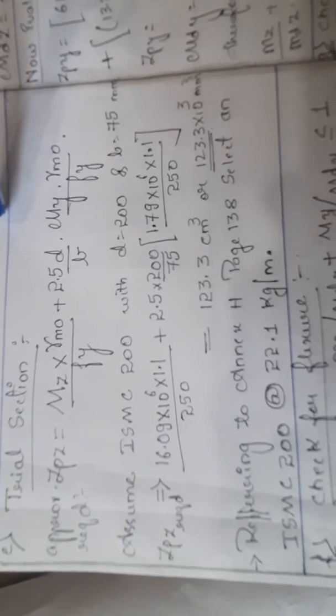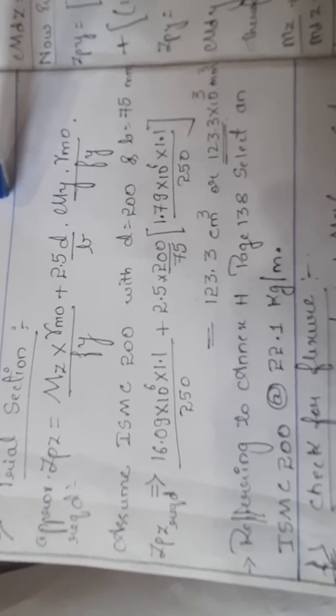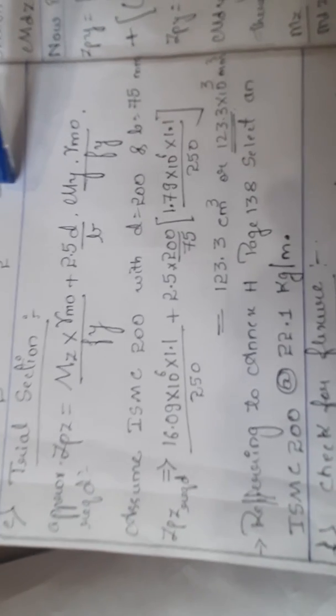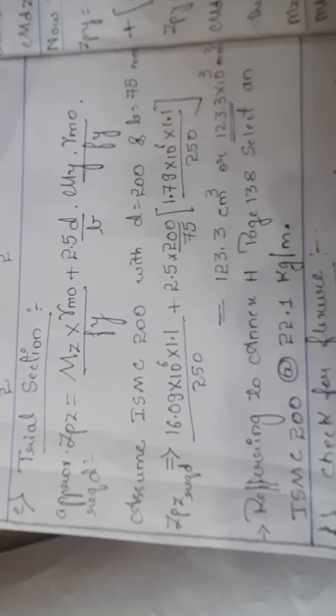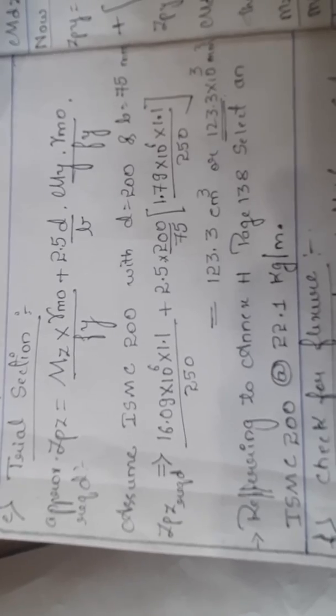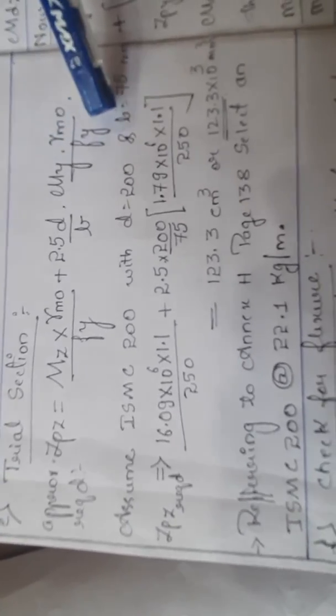Now after calculation of all bending moment and shear forces you will be calculating the trial section. Looking at the bending moment you got, you will be fixing up the trial section. So approximate ZPZ required. What is the equation you are going to use? Mz into gamma m0 by Fy plus 2.5 d by b into My gamma m0 by Fy. So here you are assuming ISMC 200 which is having depth as 200 and width of the flange is 75 mm. So taking those values you are substituting and you are getting ZPZ required is around 123.3 centimeter cube. Okay, or 123.3 into 10 raised to 3 mm cube.